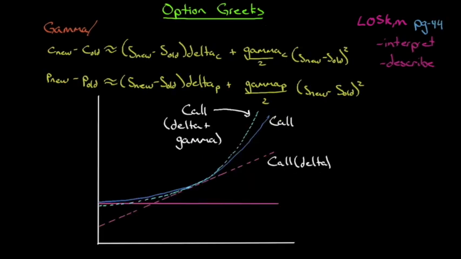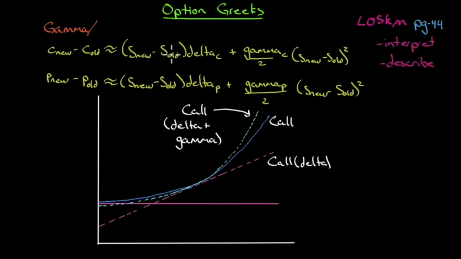All right, so let's see what gamma does to improve our estimate of how an option value changes as the underlying changes. And this looks intimidating, but it really isn't. What do we have up here? This is the call value, the new call value minus the old call value. So this is the price of the call after a price move of the underlying minus the price of the call before. So this is just the change in value of the call, which is approximately equal to all of this. Well, what is this?